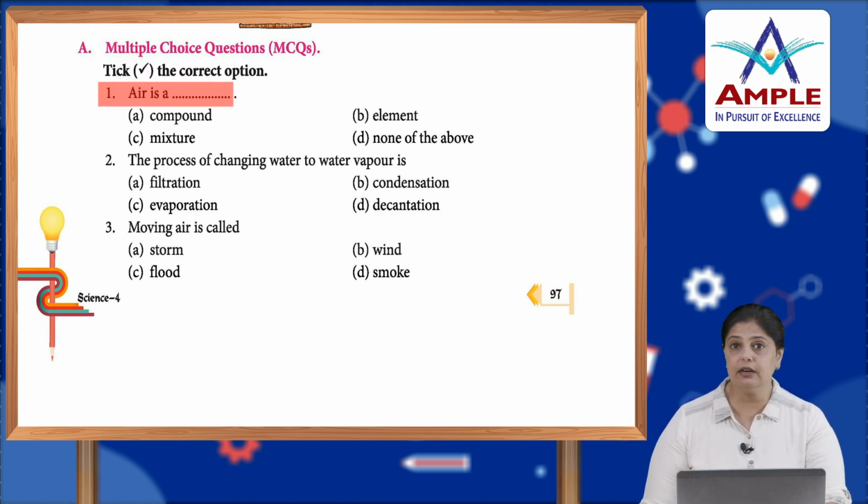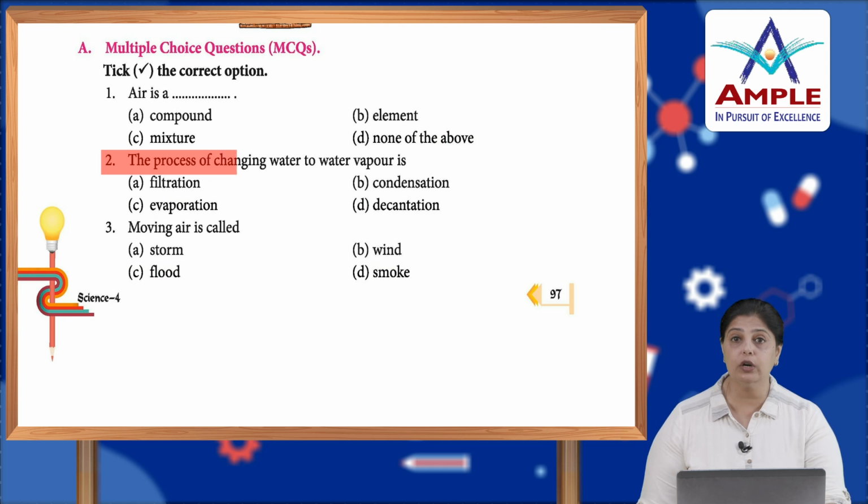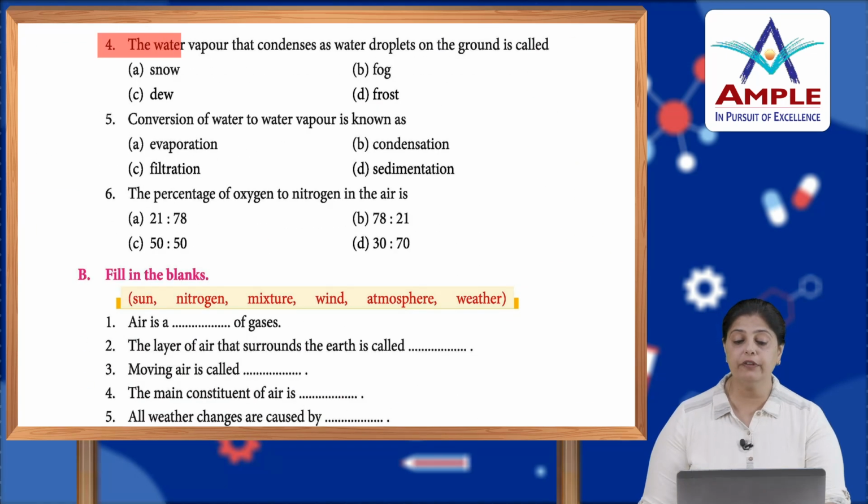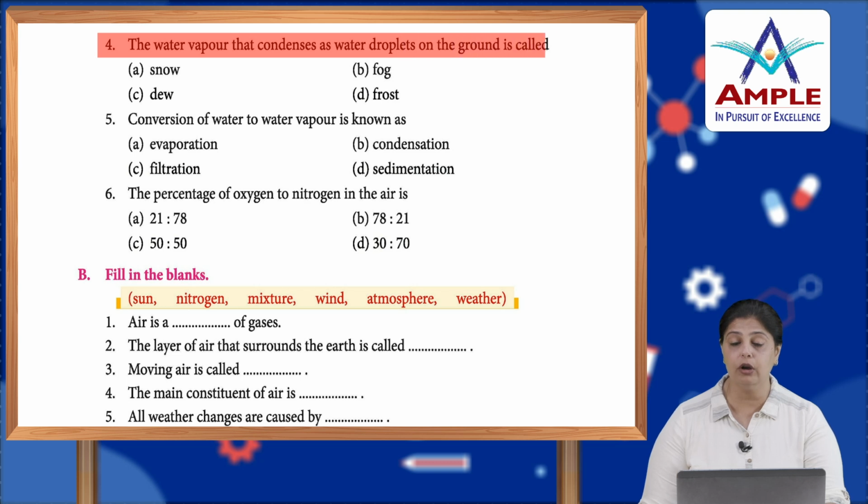Air is a compound, element, mixture, or none of the above? It is a mixture of gases. The process of changing water to water vapor upon heating is known as evaporation. Moving air is called storm, wind, flood or smoke? It is known as wind. The water vapor that condenses as water droplets on the ground is known as dew.